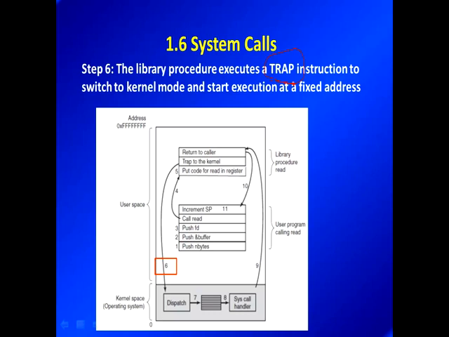If you can still remember the meaning of the two modes: in kernel mode, the CPU can run any instructions. But if the CPU is set to user mode, it means only a subset of the instruction set can be executed. So now, after the library procedure executes this trap instruction to switch the mode from user to kernel mode, the operating system will take charge of all the subsequent jobs.